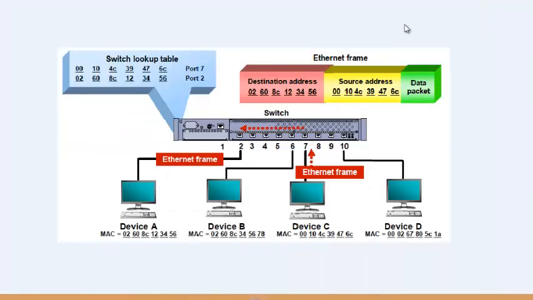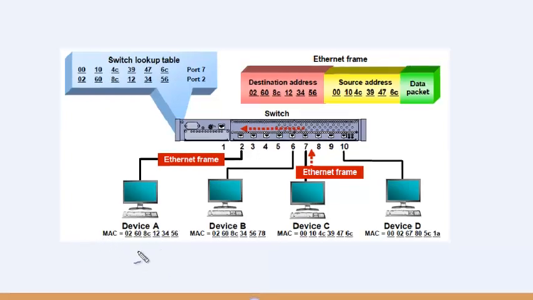I will use this picture throughout the explanation. I'll first describe what's there in this picture. Here we have the switch having several ports, named 2 to 10. We have 4 PCs connected to the switch, named device A, device B, device C, and device D, each of which has its unique corresponding MAC address. Remember, the switch stores MAC addresses.